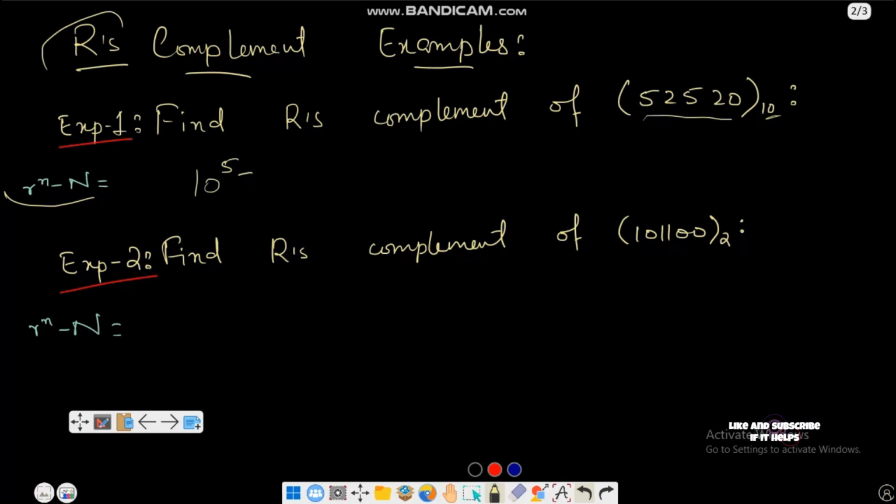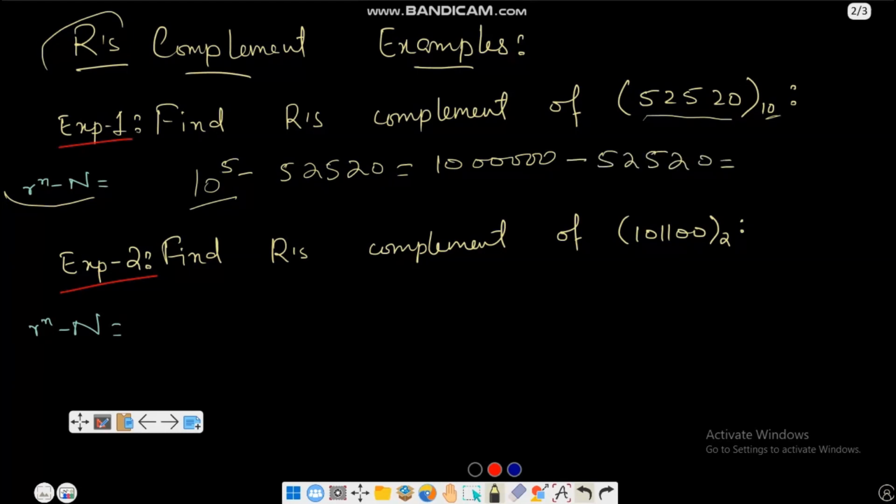The capital N means the number itself, so the number itself is 52520. Now what do I need to do? I need to find out this. I think this becomes like some 1 lakh, and I will subtract this from this number, which results in a number that is going to be 47,480. I think I have pre-calculated it, so I have memorized it.